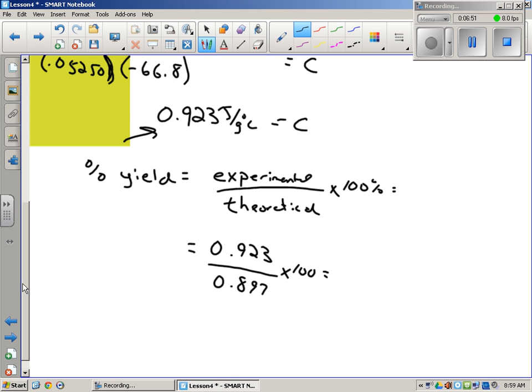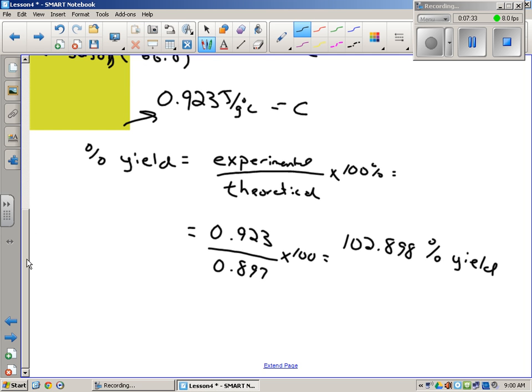Okay, how much did you get compared to, basically how much did you get? So if you got 4 out of 5 on a quiz, you got 80%, right? 80 out of 100 is what you're supposed to get. So let's see here, 0.923 divided by 0.897 times it by 100. I get 102.898 basically, okay, percent yield. So obviously in this case, is it possible to get over 100%? Sure it is, yeah? Happens all the time in chemistry. You get more than what you were supposed to, okay? Sources of error, things like that, whatever, right? So that can happen, right?